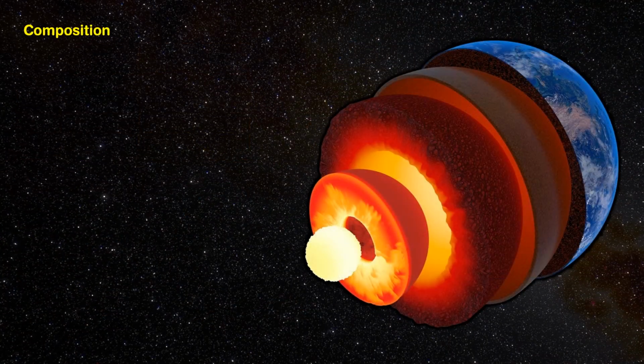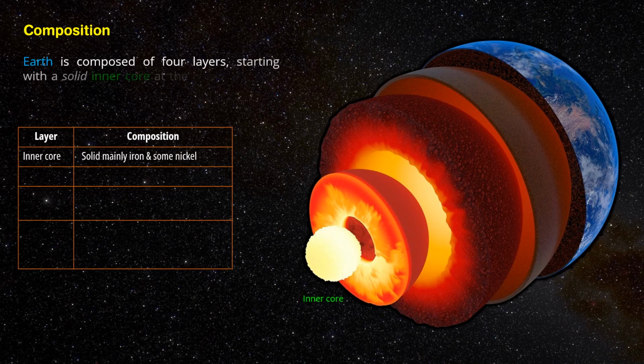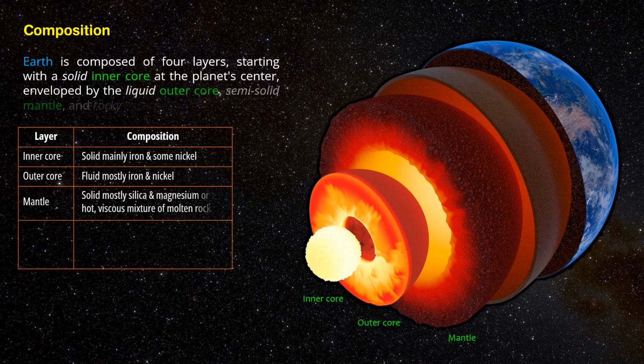Composition. Earth is composed of 4 layers, starting with a solid inner core at the planet's center, enveloped by the liquid outer core, semi-solid mantle, and rocky external crust.